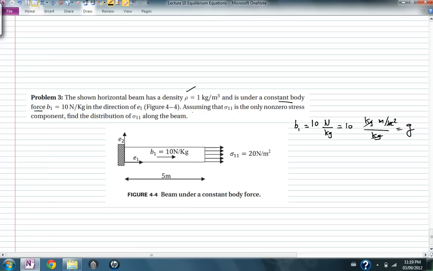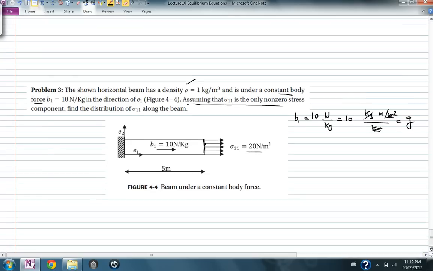Again, we have to make restrictive assumptions to be able to solve for the stress fields, and the restrictive assumption is that the only non-zero stress component is sigma 1 1. We need the distribution of sigma 1 1 along the beam. This is very similar to the previous problem, but the boundary condition of the stress on this edge is given as 20 Newton per meter squared.